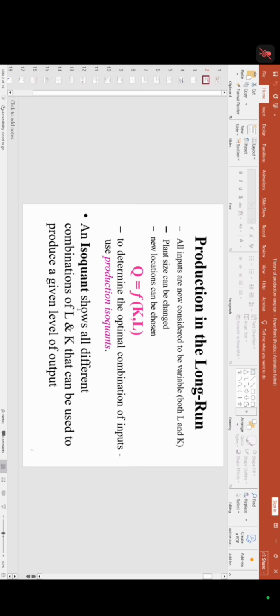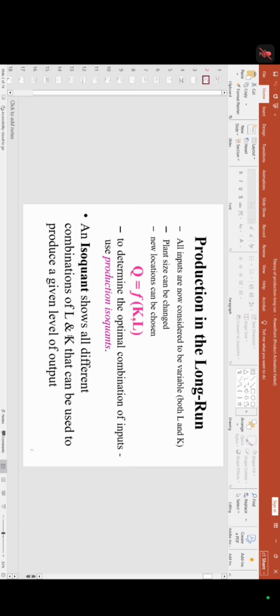That is basically the concept that elaborates how these variables or inputs change according to the increase or decrease of your output. That will be explained by the production isoquant theory. The isoquant shows all the different combinations of L and K, where L stands for labor and K for capital. So this isoquant shows what different combinations you can use, for example, how much labor and how much capital you can use to produce a given level of output.